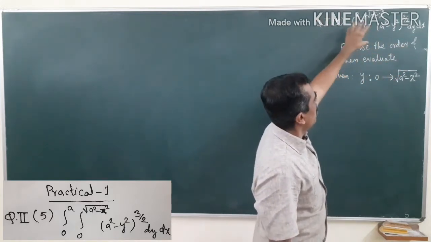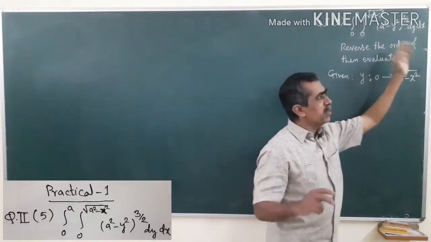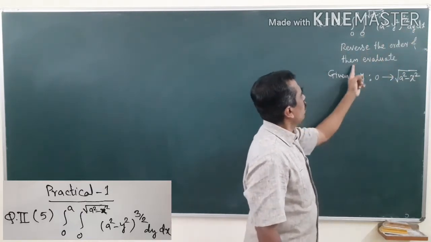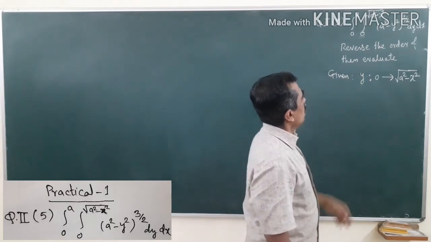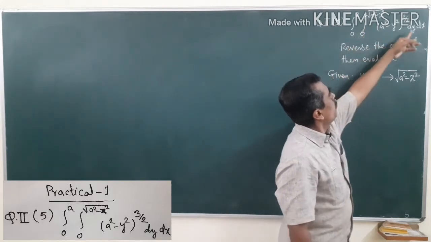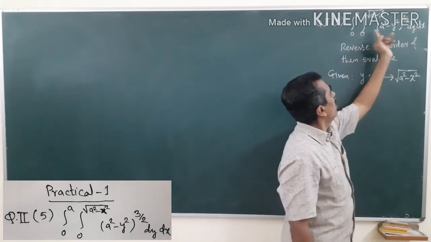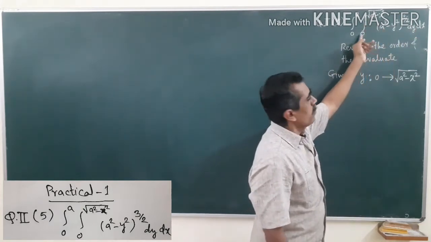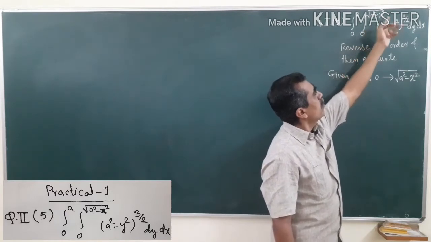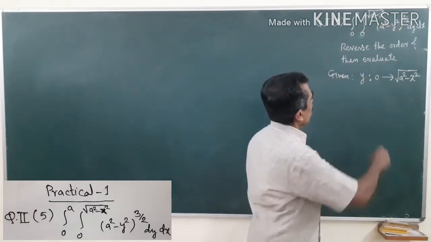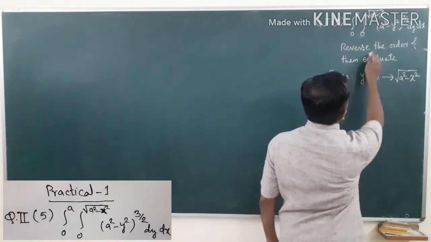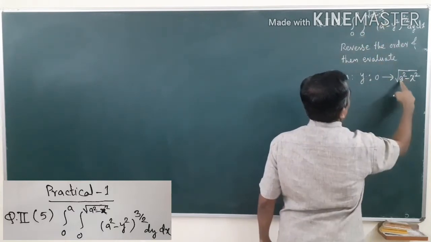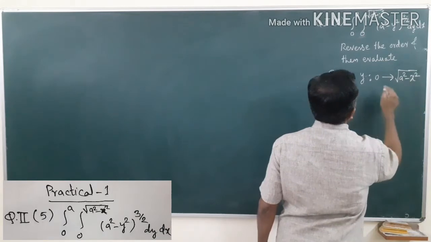So, what you have to do is evaluate this integral by reversing the order of integration. First you reverse this, which means make it first with respect to x, and then you evaluate. First of all, see what the limits of y are now. The limits of y are given: y runs from 0 to under root a square minus x square.